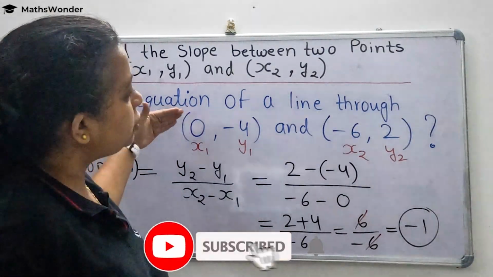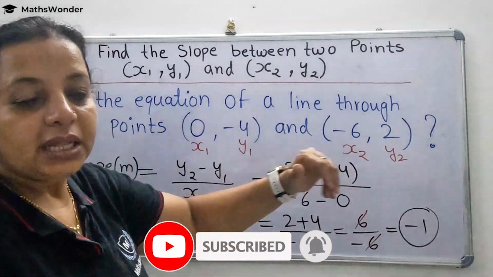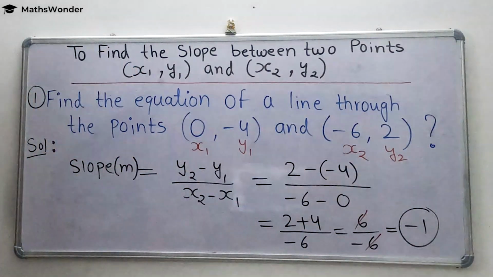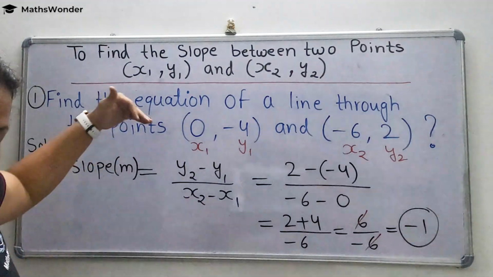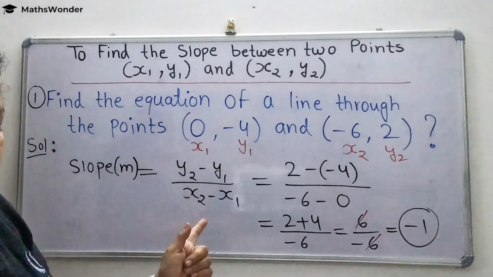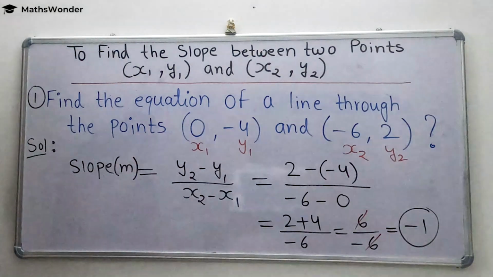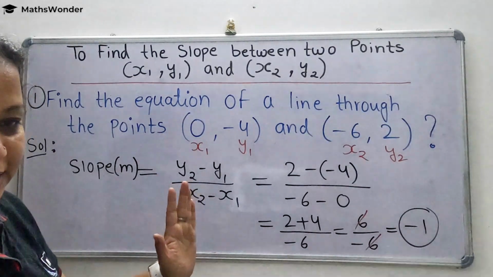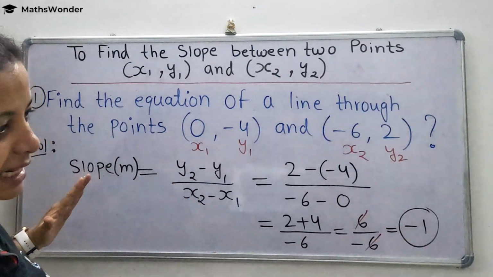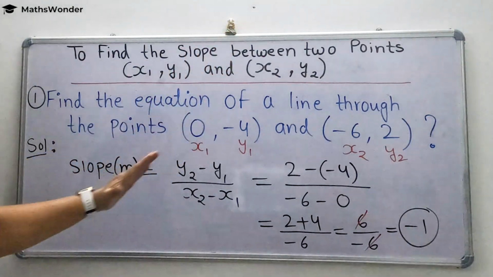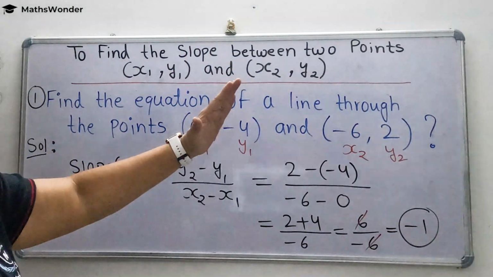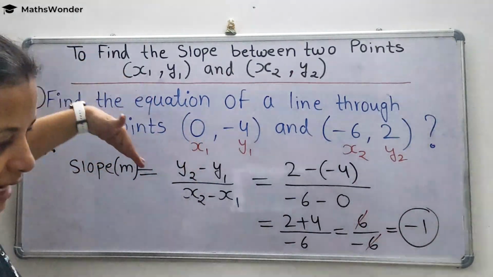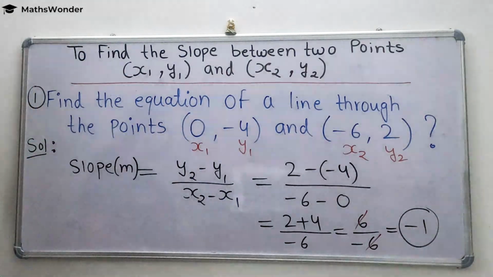Always remember, when your line goes up as you move from left to right, then your slope will be positive. The slope of a line that goes down as you move from left to right is negative. When the line goes up from left to right, your slope will be positive. When it goes down from left to right, it will become negative. This is a very important fundamental concept of slope.